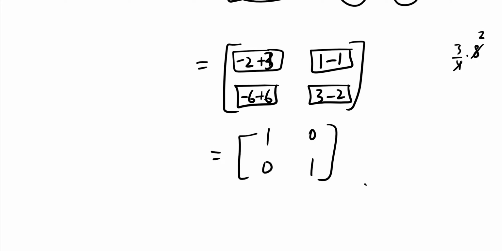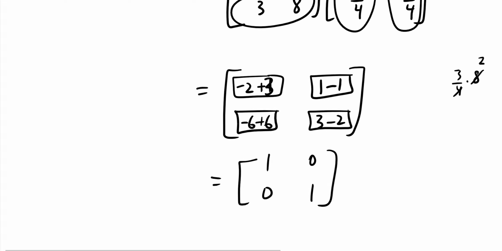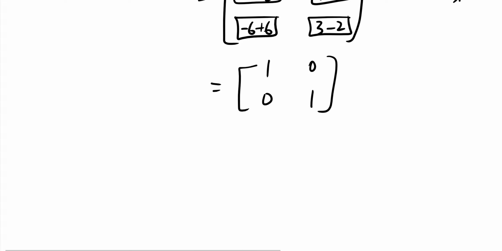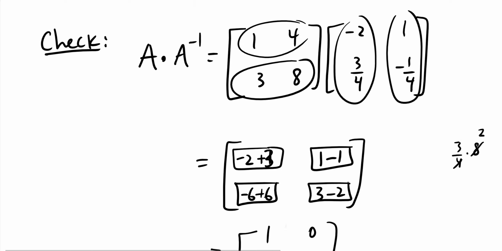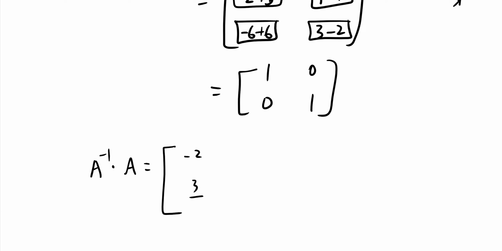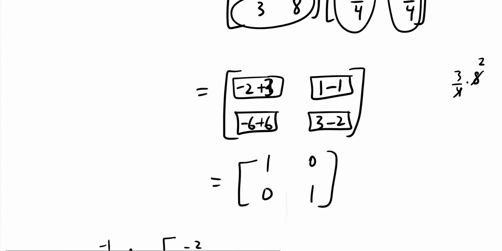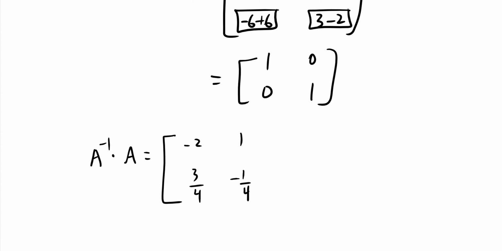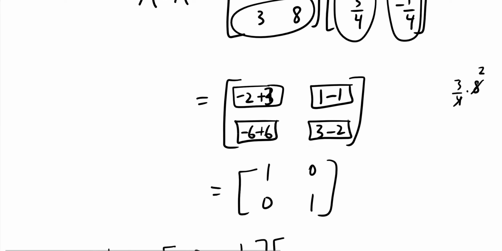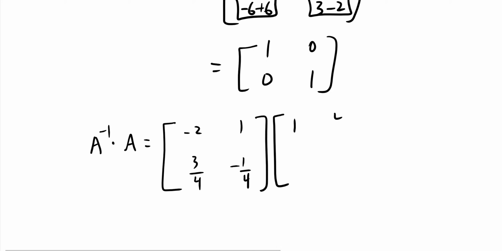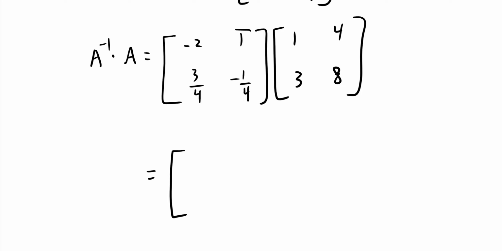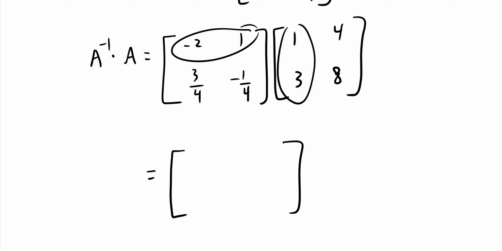So let's try the other way, A inverse times A. That's not enough. You must also do A inverse times A. So A inverse, the one we got, was negative 2, 3/4, and 1, negative 1/4. And multiplying this by matrix A, which is 1, 4, 3, 8. That gives us row by column. Negative 2 times 1, negative 2, plus 1 times 3, 3. So negative 2 plus 3.